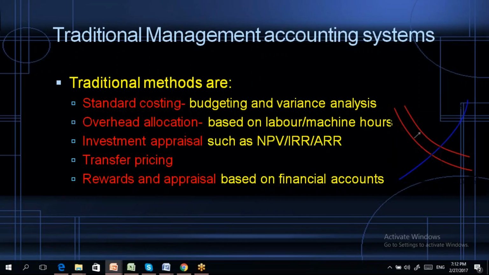Labor hours and machine hours are basically the two methods we use mostly to apportion the overheads. That was the traditional method. In fact, we still use it. Then, whenever we want to see whether a new project is good or bad, we do what we call NPV appraisal. If the project has a positive NPV, we say yes.